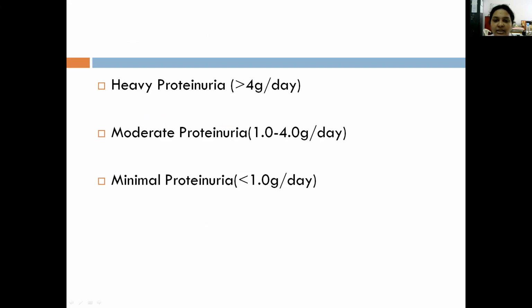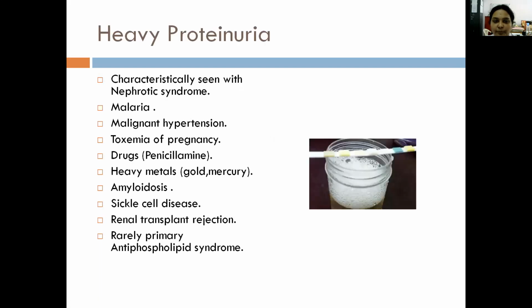Heavy proteinuria means greater than 4 gram per day. In case of moderate proteinuria, it is 1 to 4 gram per day. In case of minimal proteinuria, less than 1 gram per day.